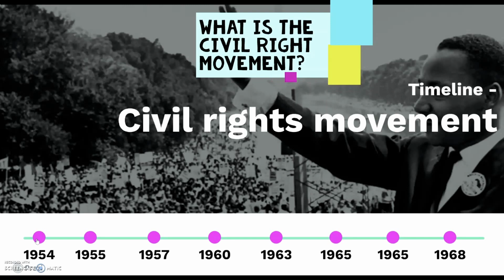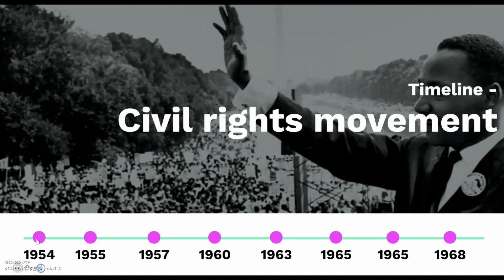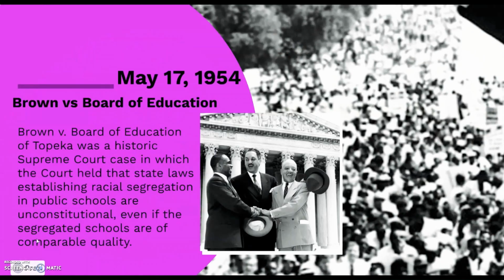Starting off with the first main event, May 17, 1954, the case of Brown versus Board of Education. Brown versus Board of Education of Topeka was a landmark decision of the U.S. Supreme Court in which the court ruled that U.S. state laws establishing racial segregation in public schools are unconstitutional, even if the segregated schools are otherwise equal in quality.